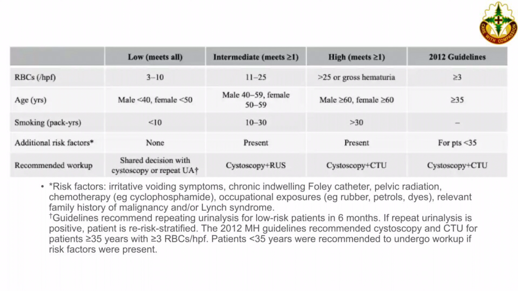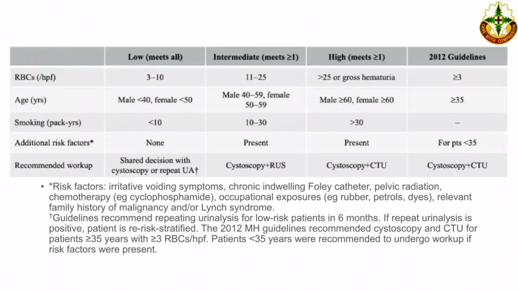So to be in the low category, they have to meet all the criteria. Red blood cells from 3 to 10. They're a male who's under 40 years old or female who's less than 50 years old. And they smoked less than 10 pack years, with no additional risk factors. And then you would do shared decision making with the patient for maybe just cystoscopy or just repeat the UA and see what they find.